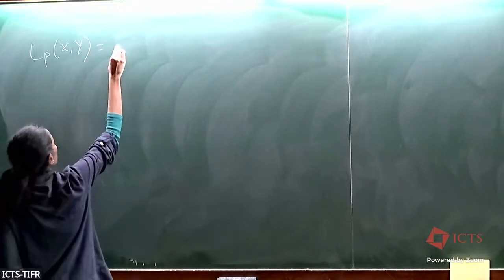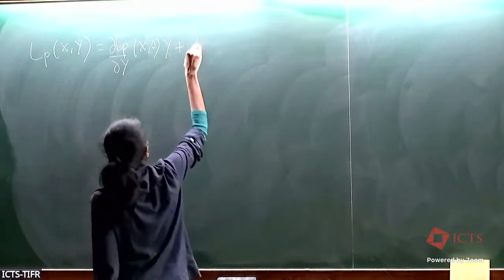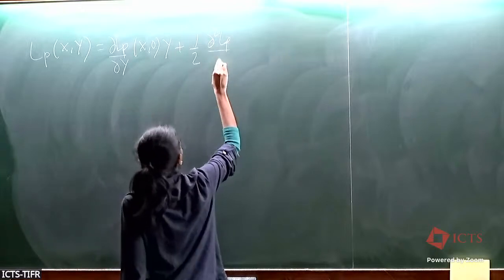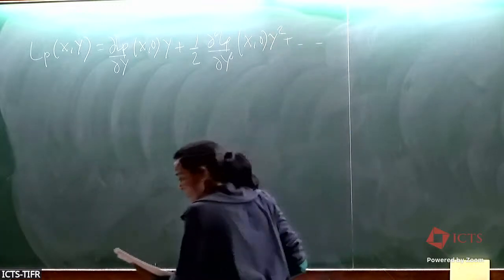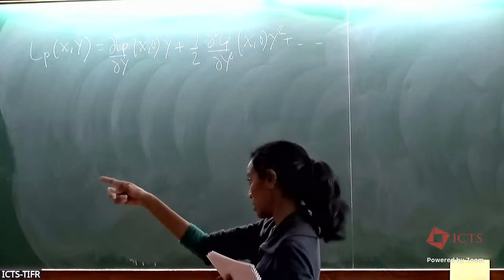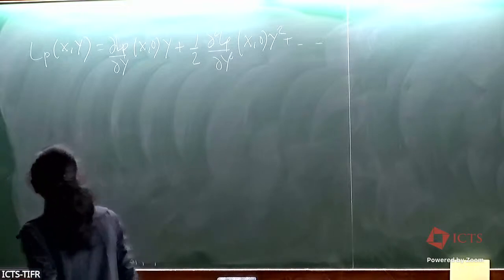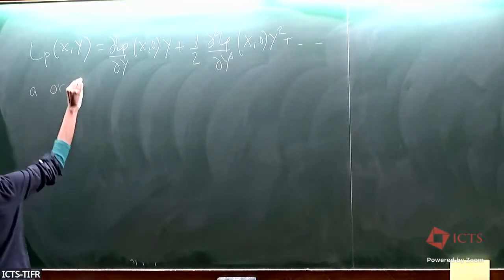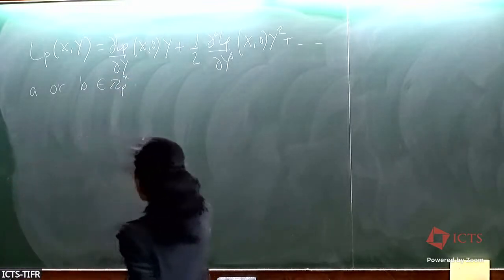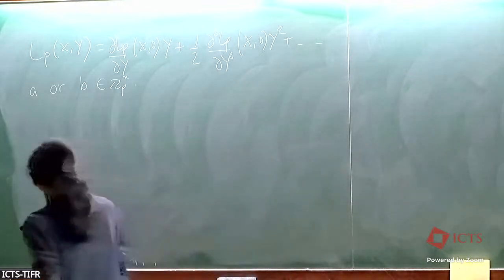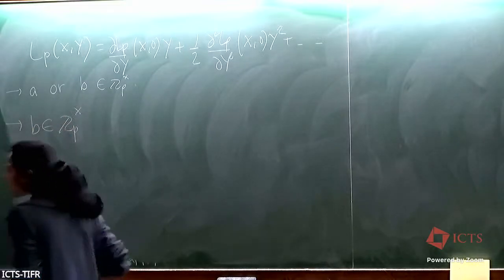This was dL_P/dy at (x_0, y), that's half d²L_P/dy² at (x_0, y) squared, and so on and so forth. So I'm assuming my extension is not the anticyclotomic one, so A is not equal to 0. I can do appropriate manipulations and make sure that either A or B is a p-adic unit. And I'm just going to show you the argument for when B is a p-adic unit. The other argument is fairly similar.